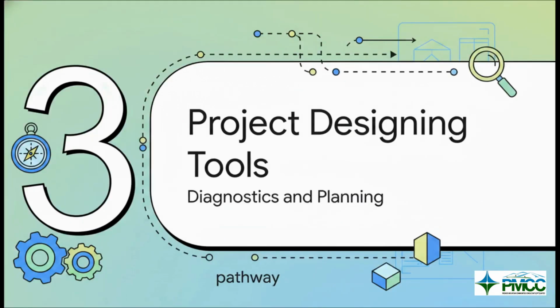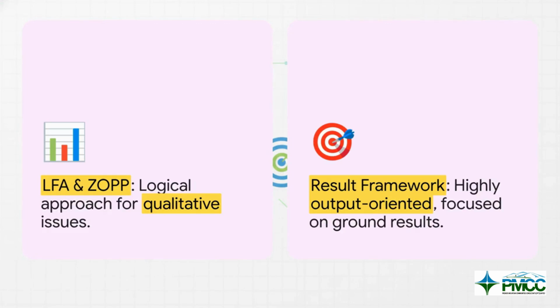All right, Section 3, Project Designing Tools for Diagnostics and Planning. In the development sector, we generally rely on 3 main structural tools. First up is the Logical Framework Approach, or LFA. This is a highly structured analytical tool that really helps organize our thinking and allocate resources optimally. Second is ZOPP, or GOPP, which stands for Goal-Oriented Project Planning. Basically, this is a participatory variant of the LFA. It's adapted to be a bit more flexible to handle the subjective nature of social development issues.